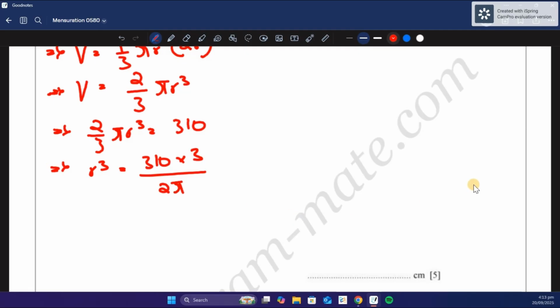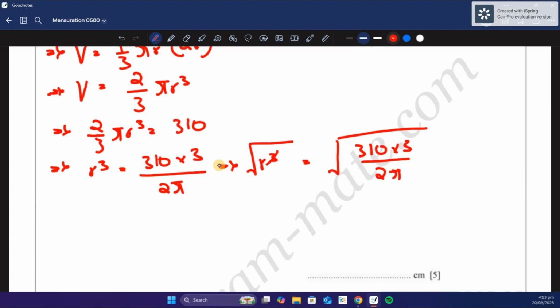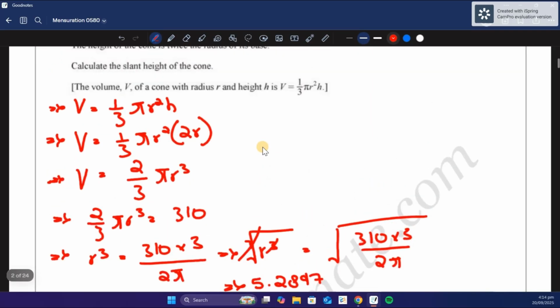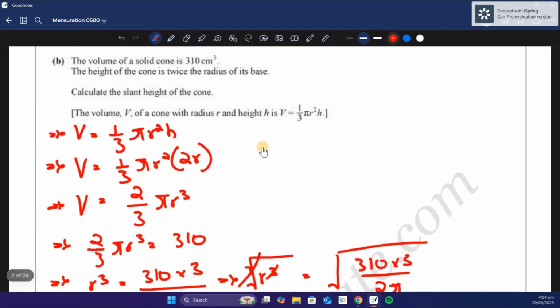Okay, and now if we take cube root on both sides, that would leave us with a simplified answer of 5.2897. Alright, that's our radius. Now, calculate the slant height of the cone.